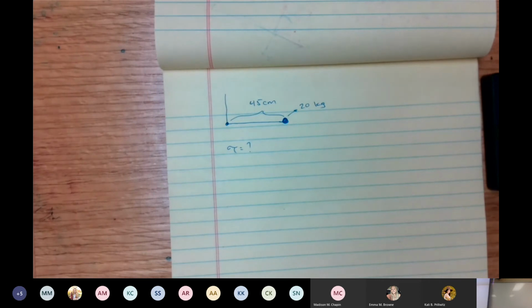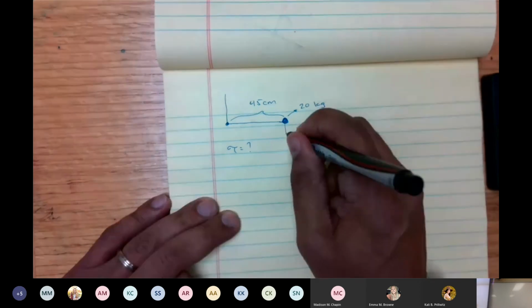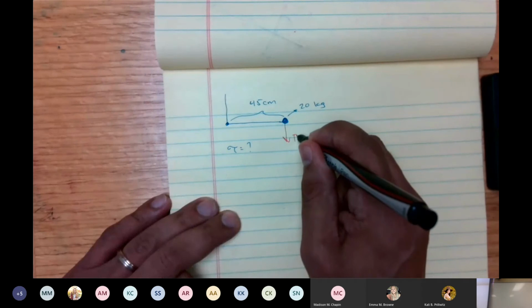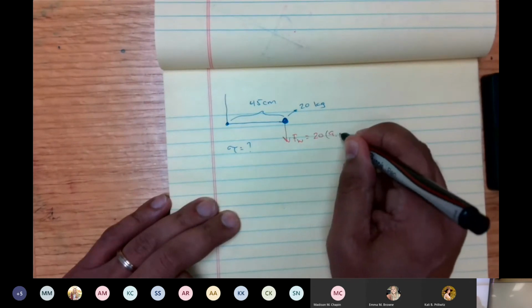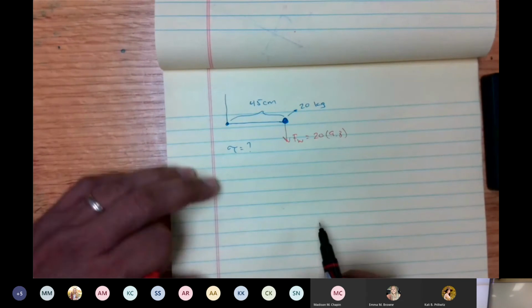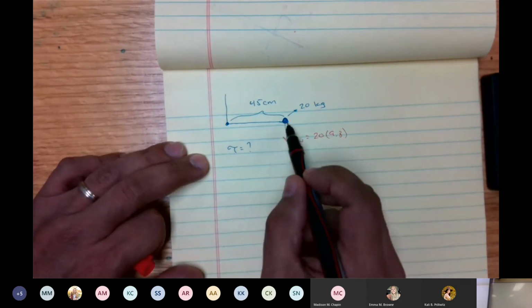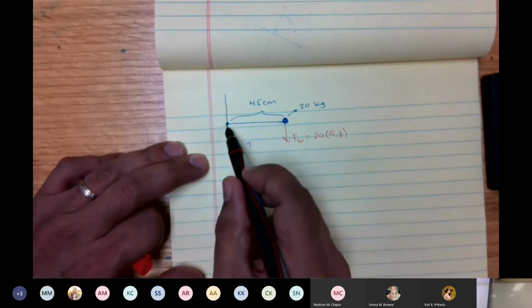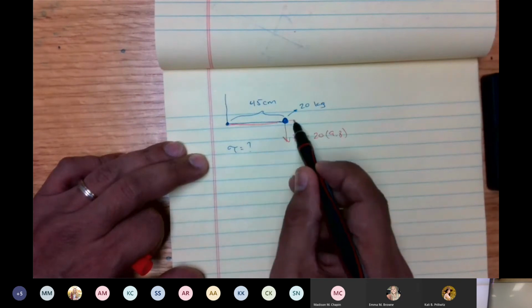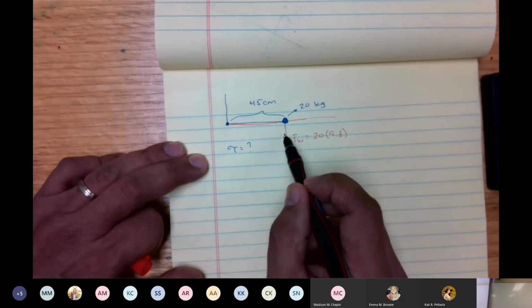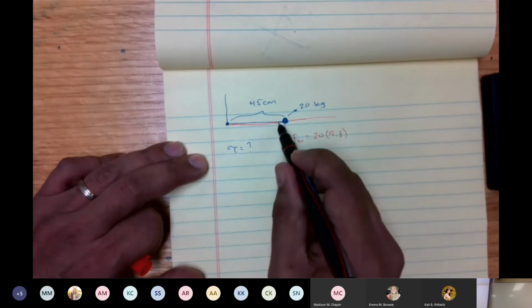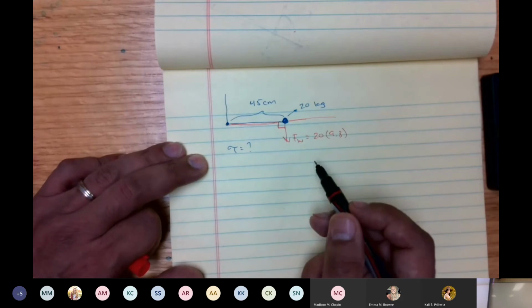Yeah, so the force that you have is the weight of the dumbbell, which would be the 20 kilograms times 9.8 meters per second squared. Now, the angle that we're looking for is the angle between the radial line, which goes from your pivot point to wherever the force is applied, and your force. So it's going to be this angle, which in this case is a 90-degree angle.